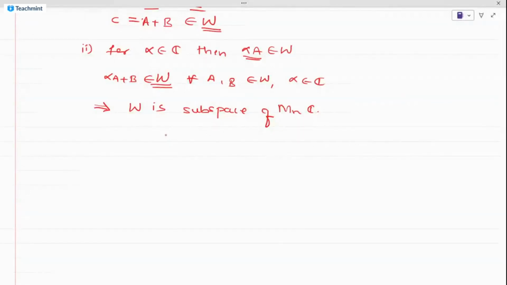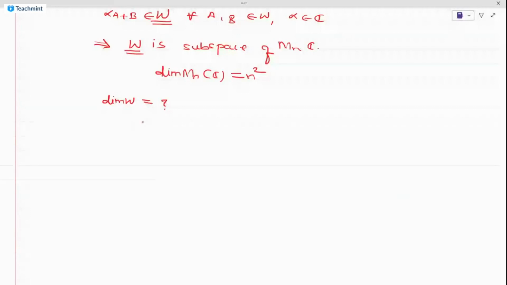Then you know the dimension of Mn of R, like the dimension of Mn of C, is n square. Then what is the dimension of W? What is the dimension of the subspace W? The dimension of subspace W is equal to the number of non-trivial entries in an upper triangular matrix. If you take any upper triangular matrix.